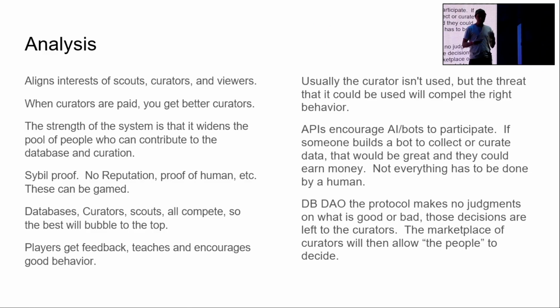We encourage API and bot usage. Anything that can be done by an AI or a bot should be. So every part of the system is very interoperable and can be done either by a person or by an AI. And lastly, we make no judgment around the types of content that are good or bad at the protocol level. All that is done at the curator level and at the people level. So people have the power to choose what is good and bad content, and they don't have to rely on a central entity to make those decisions.